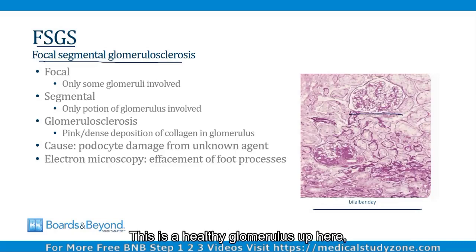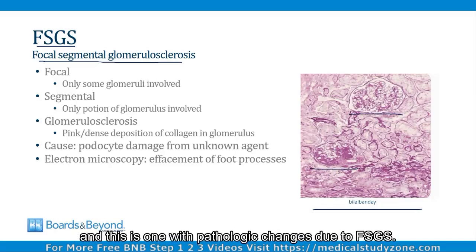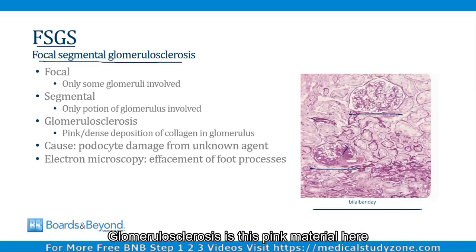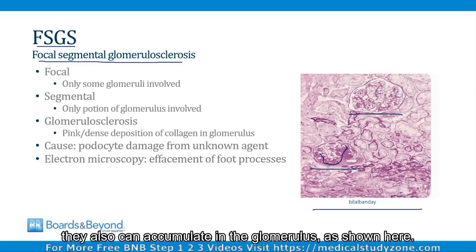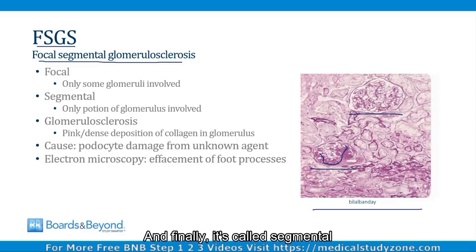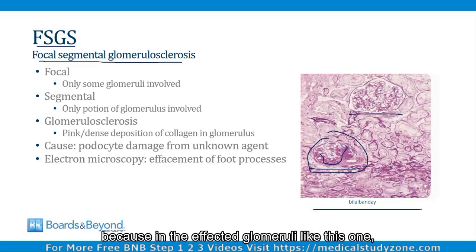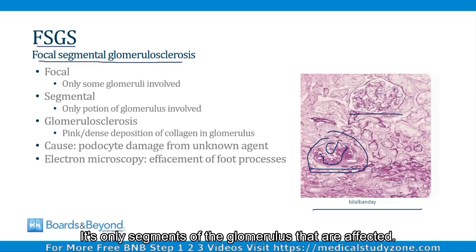This is a healthy glomerulus up here, and this is one with pathologic changes due to FSGS. Glomerulosclerosis is this pink material here that's deposited in parts of the glomerulus. This is an accumulation of proteins, and just like the proteins leak into the urine, they also can accumulate in the glomerulus as shown here. And finally, it's called segmental because in the affected glomeruli like this one, some of the glomerulus is normal. It's only segments of the glomerulus that are affected.